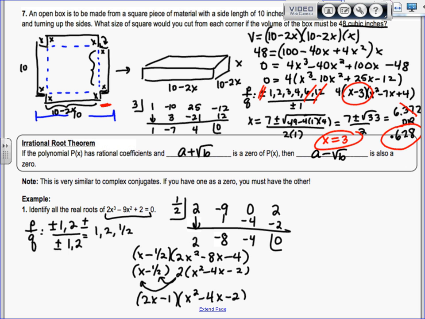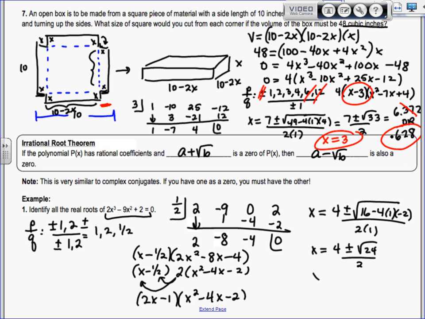Okay, so I need the x squared minus 4x minus 2. It doesn't factor, so I use the quadratic formula. x equals negative b plus or minus the square root of b squared minus 4ac, divided by 2a. So I have 4 plus or minus the square root of 16 plus 8, so square root of 24 over 2. How does the square root of 24 reduce? 2 root 6 over 2. And then this 2 goes into both pieces. So I get x equals 2 plus or minus root 6.